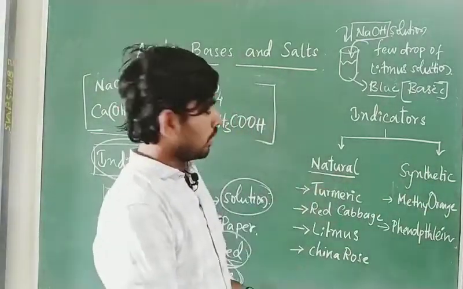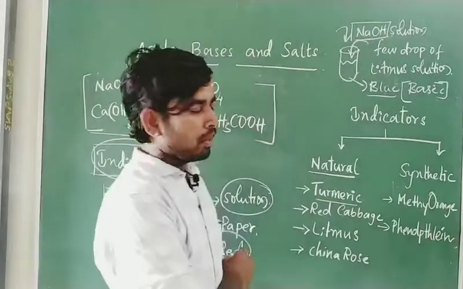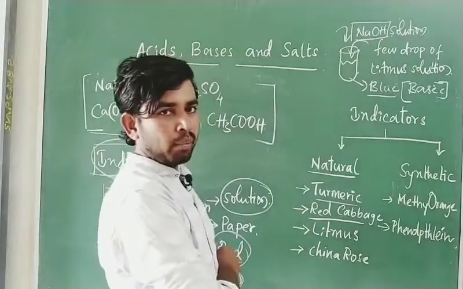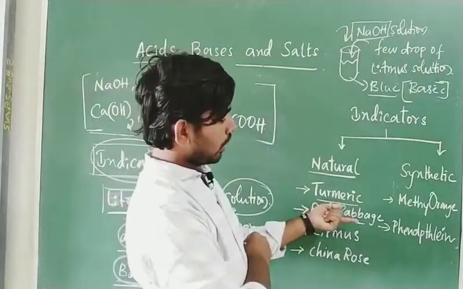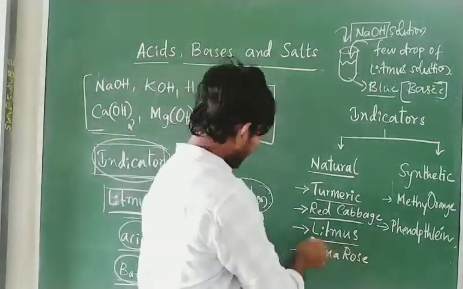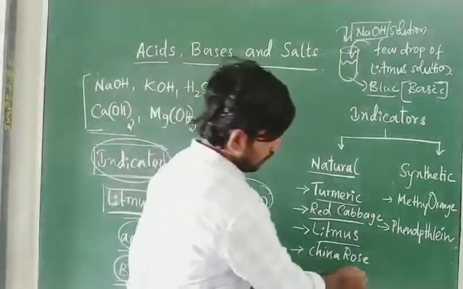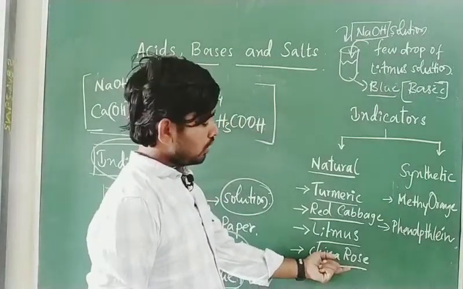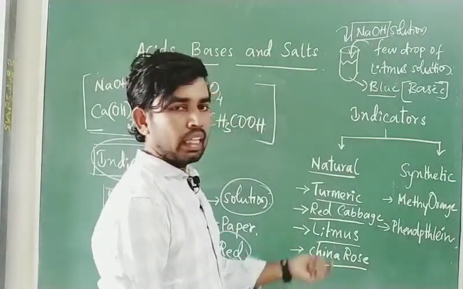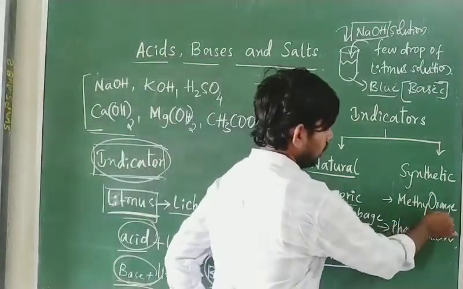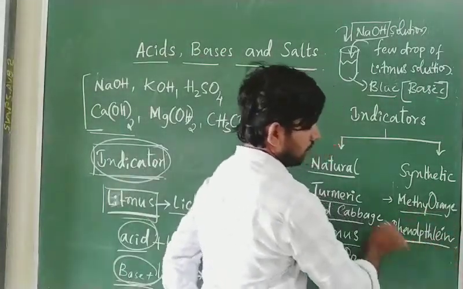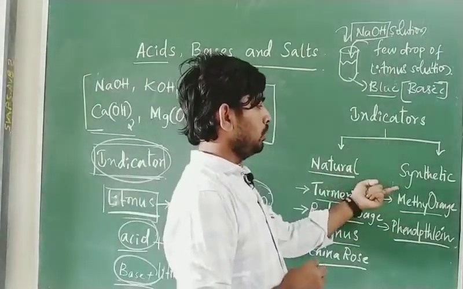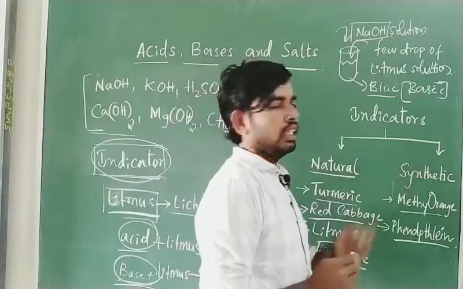Examples for natural indicators: we can take turmeric powder, which we can use as an indicator. Red cabbage juice we can also use. Red cabbage we can make into juice and use as an indicator. Litmus also, I already said about litmus. Then China rose, hibiscus, is also used as an indicator to identify acids and bases. Synthetic indicators are methyl orange and phenolphthalein. Indicators are classified mainly into two categories, natural and synthetic.